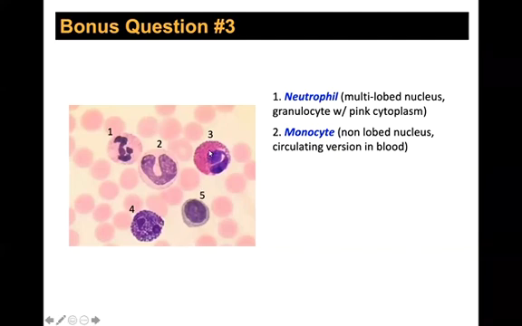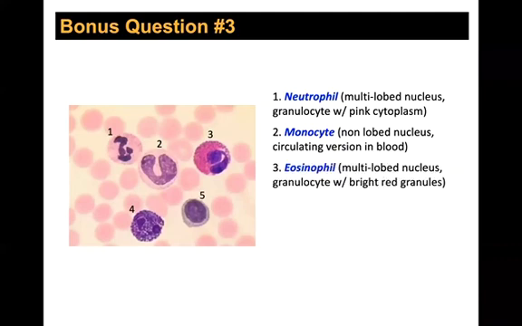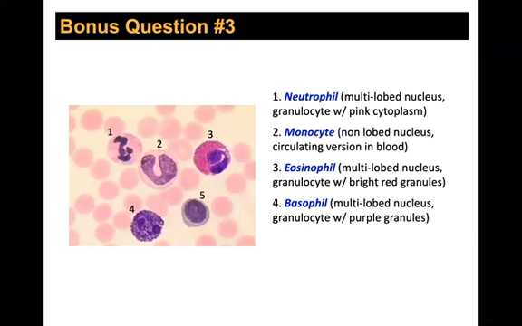Now, what about 3? That's one of our granulocytes. Eosinophil? Right, that's an eosinophil. It has these bright red granules, but still has this multi-lobe nucleus. Which leaves number 4 to be what? Basophil. Right, it has the same multi-lobe nucleus, but it has these dark purple granules.